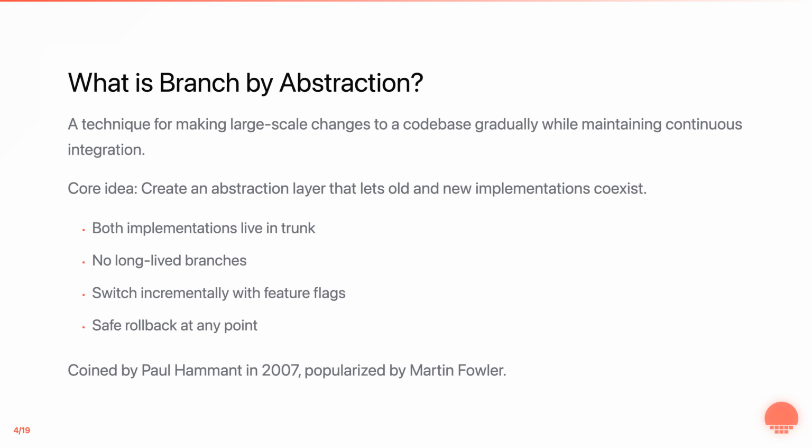The alternative? Branch by abstraction. The core move is simple. Wrap the thing you want to replace behind an interface. A repository pattern, an adapter, whatever fits your stack. Now both the old ORM and the new one live in main simultaneously, hidden behind that abstraction. Route traffic between them with feature flags. Start with 1% of requests, then 10, then 50. If something breaks, flip a flag. No redeployment needed. You're never stuck in integration hell, and you're never gambling the entire release on one giant cutover.